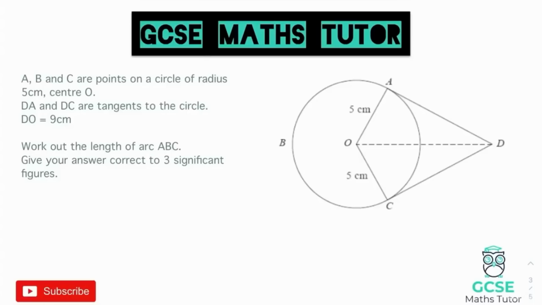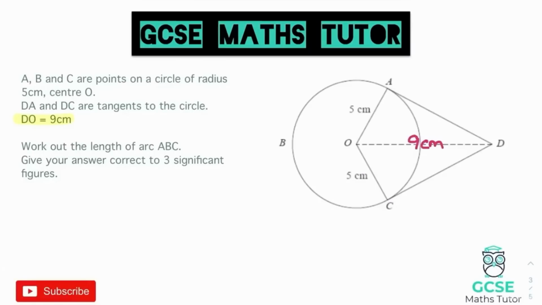It says DA and DC are tangents. So we've got these two lengths here that are tangents. These tangent questions are in a lot of these exam questions, so it's definitely a very important one for us to know. And we have DO is 9 centimetres. Now that length there is not on the diagram, so we need to label that on straight away. As soon as we read that information and we see it's not on the diagram, we'll label that on. So that's length here, 9 centimetres.